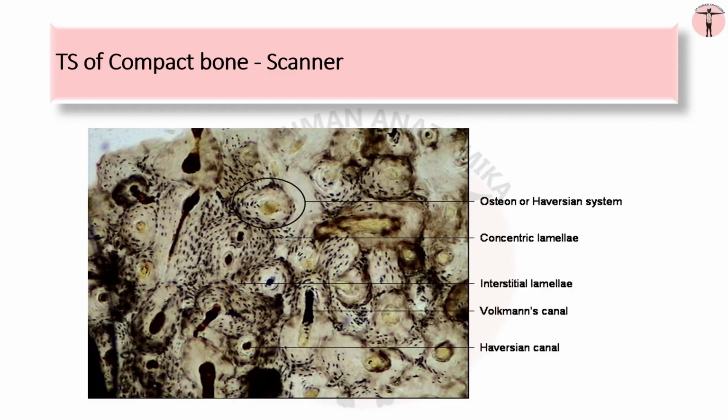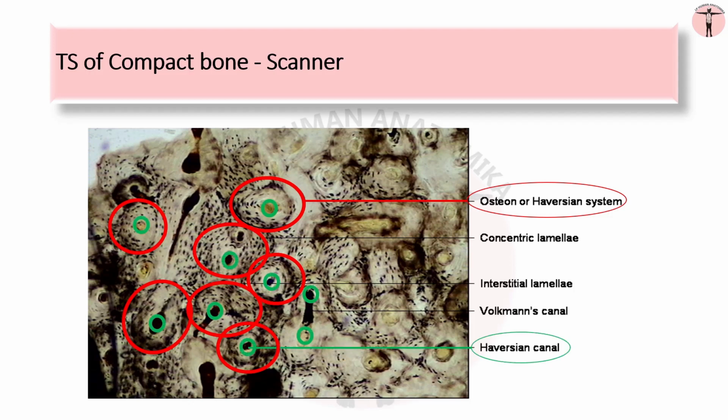This is the photograph of the transverse section of compact bone as seen under the scanner of the microscope. The structure may not be exactly observed as discussed in the previous slides. Once you start identifying and master the sections, you will know the structure properly. So in this section, what you can see is many osteons or Haversian systems can be identified with the Haversian canals in the center. Concentric lamellae can be observed surrounding the Haversian canals. In between the Haversian systems, interstitial lamellae are seen.